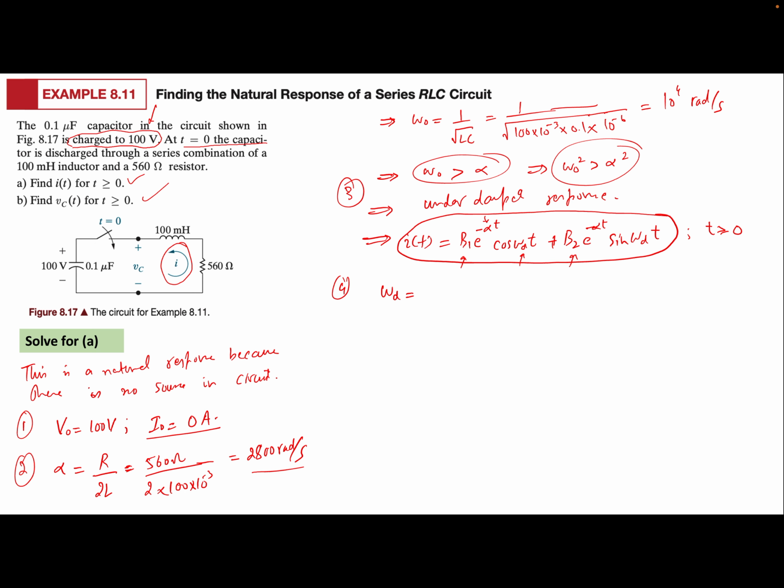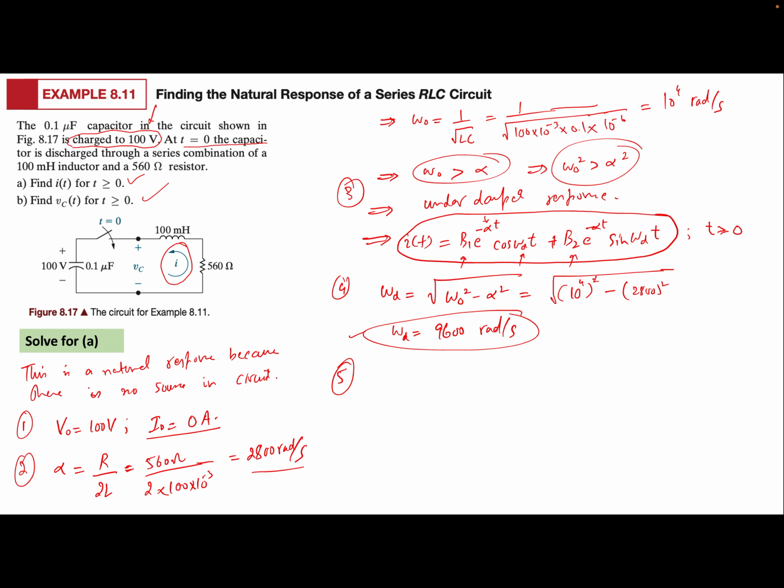Right? So the value of omega d, we know the expression: square root of omega naught squared minus alpha squared. Omega naught is 10 to the 4 squared, 10 to the 8, minus alpha squared, 2800 squared. So omega d comes out to be 9600 radians per second. Nice. So I got the value of omega d now as well, and I already know the value of alpha. So the only two things that are remaining are b1 and b2.